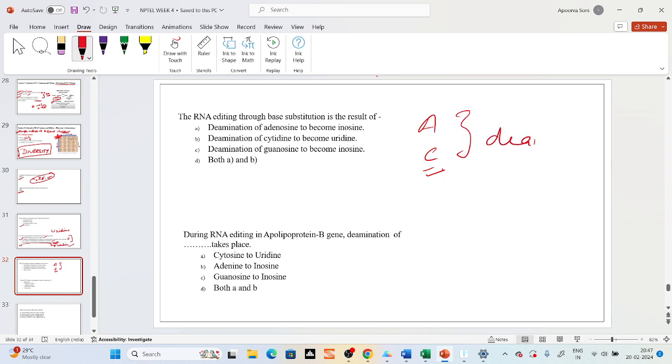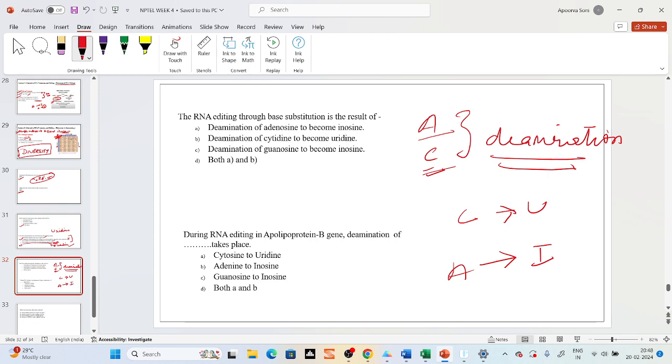There is deamination, and deamination, as I already told you, is the removal of the amino group, and the amino group can be removed from the bases that have an amino group. So adenine has an amino group, and cytosine or cytidine also has an amino group. So when the amino group from cytidine is removed, it is converted into uridine, and when the amino group of adenosine is removed, it is converted into inosine.